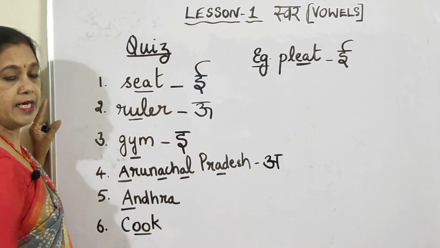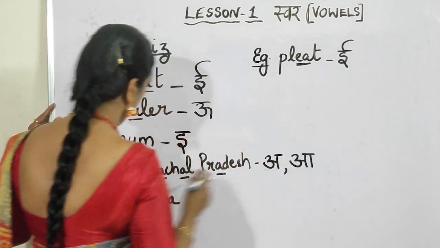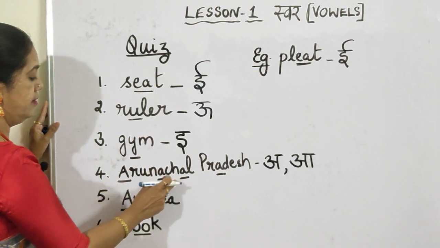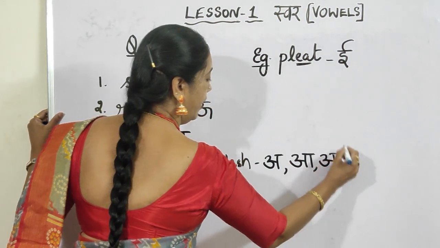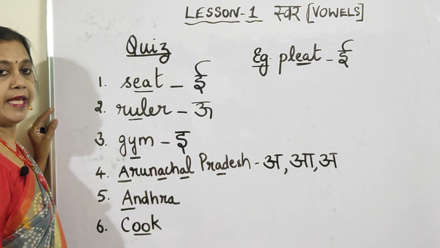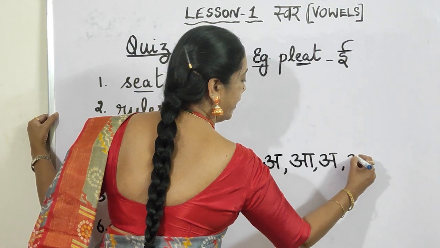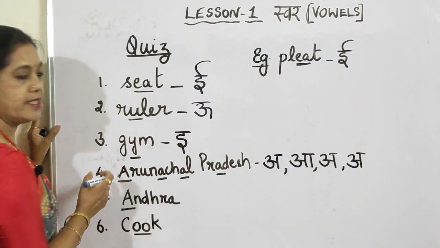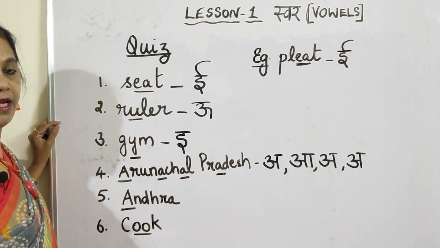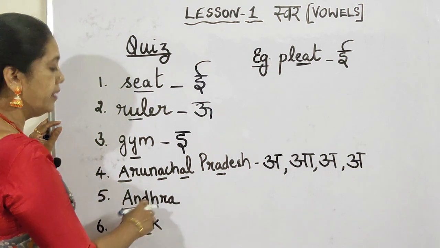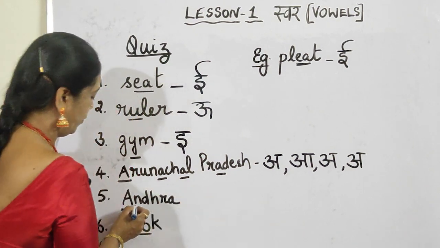Now, for the first one it is a. For the second one it is Aru, na, chal. So chal, a. Again it is a. Now for this, pradesh, pra, a. So again an a. See how easy it is to identify the sound. The next one, Andhra. It is Andhra Pradesh. I've just given you Andhra. So here, what is this?